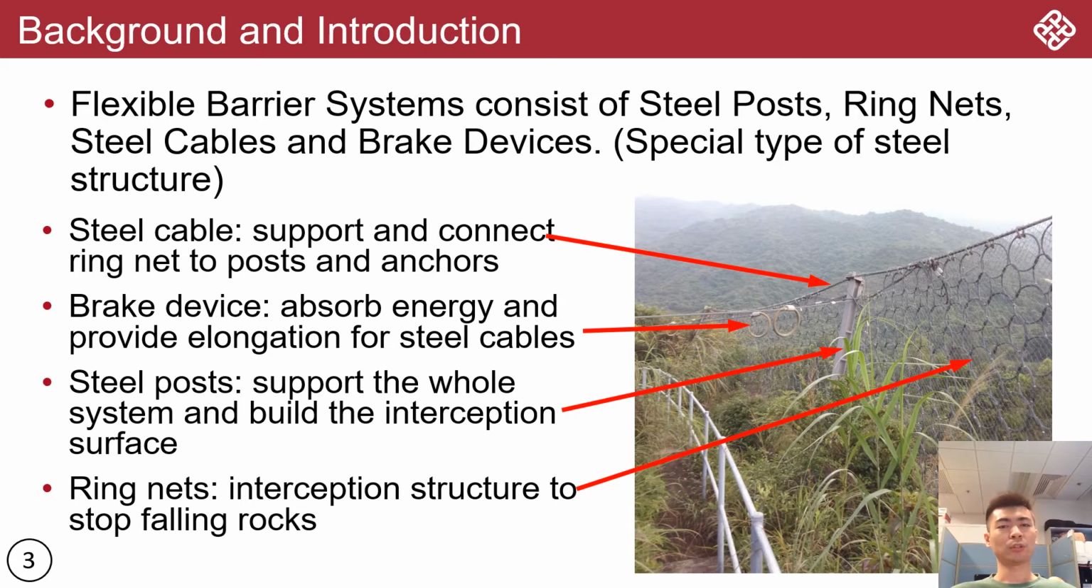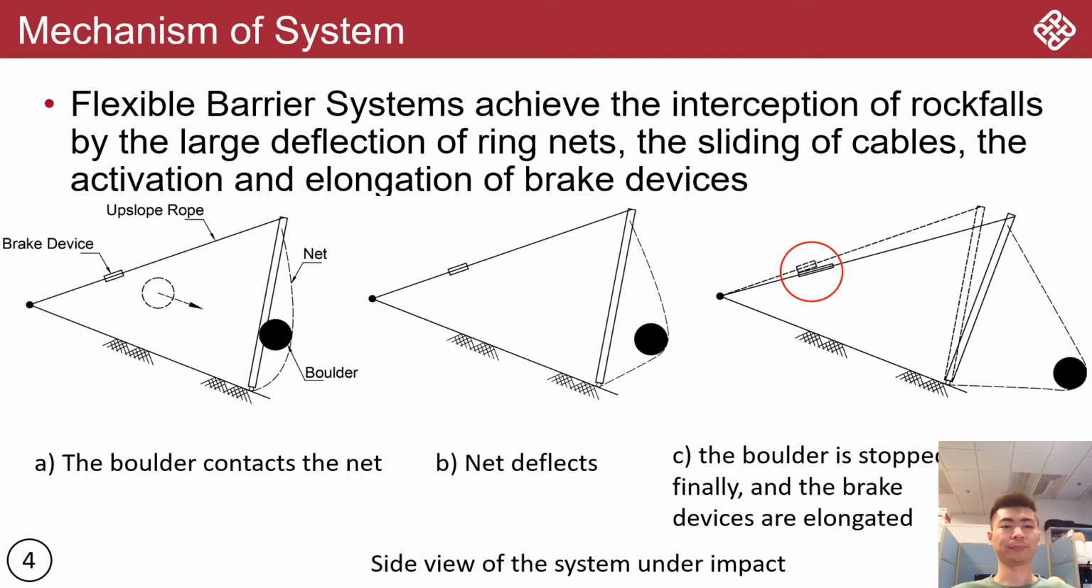The system generally consists of steel posts, ring net, steel cables, and brake devices. The steel cables can support and connect the ring net to the post, and the ends of the cables are anchored in the ground. And brake devices are the energy absorber, and they can also provide elongation for steel cables that they are connected to. Steel posts will support the whole system and build the interception surfaces. The ring net is the interception structure to stop the falling boulders.